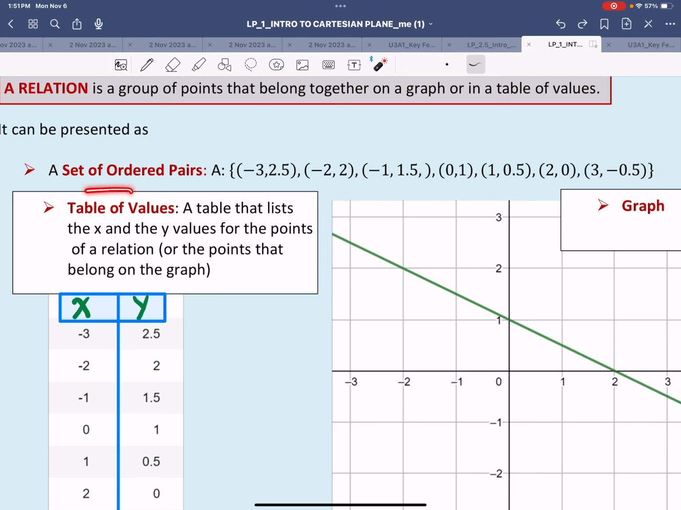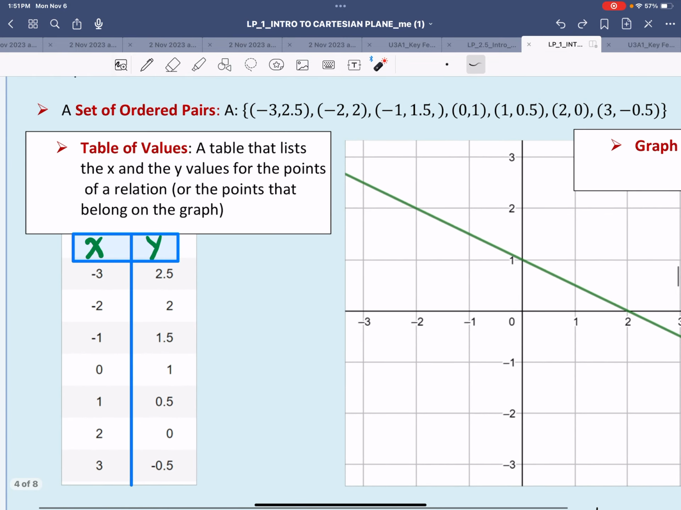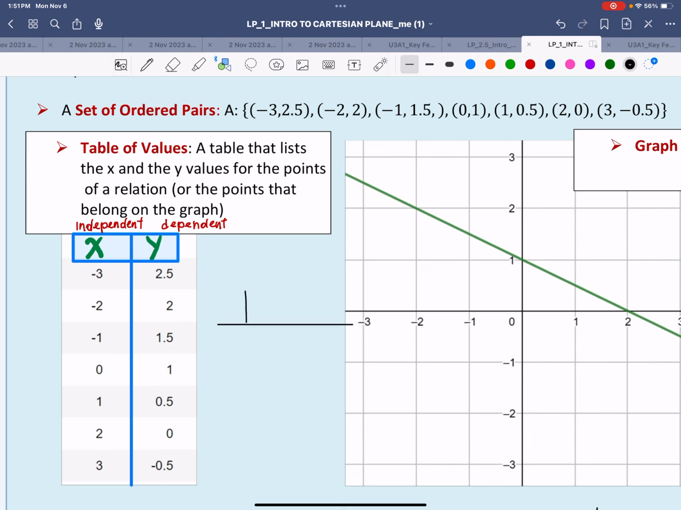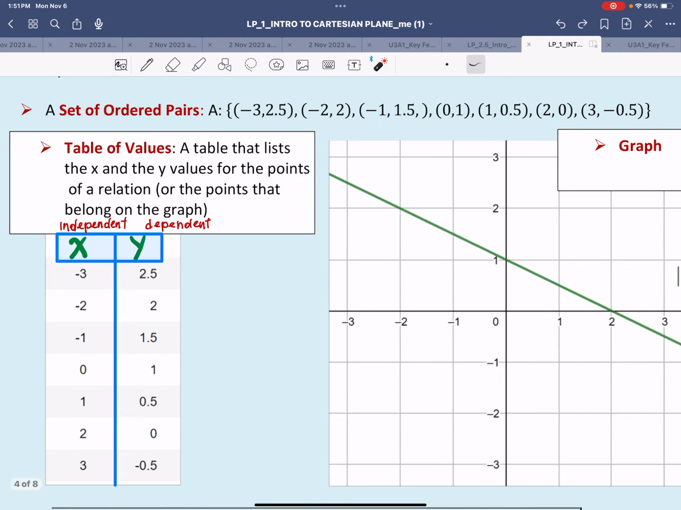Now, a relation can also be described by using a table of values. When we use a table of values, we create sort of a t-chart. And in the first column, we list the x values, which are also called the independent values in a relation. And in the second column, we list the y values, which are called the dependent values in a relation. Now, if you decided to use the table of values by making the t-chart horizontal, then on the first row, you will have x, second row, y. So always independent first and dependent after. So x first and y after.